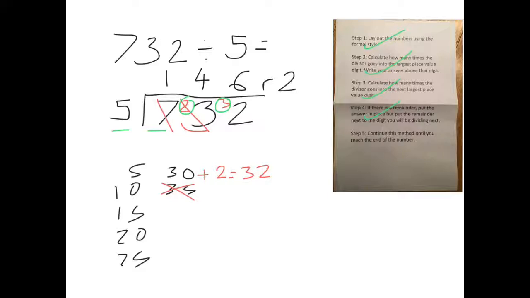And finally, in step 5, it says continue this method until you reach the end of the number. And again, we've done that. So we've ticked off our steps to success, and we've successfully managed to answer this question.